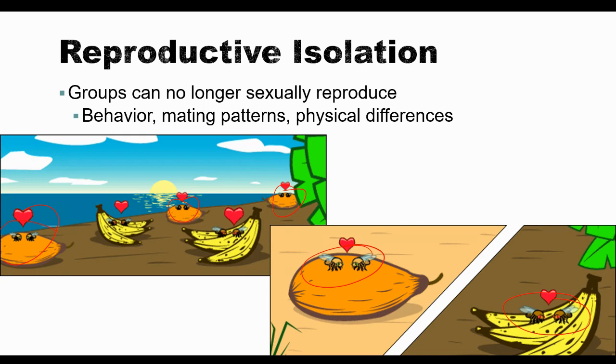When they look for a mate, they go to this type of fruit, and therefore they are only going to mate within those individuals. Now, over time, we might see that these are two species of fruit fly. So over many, many generations, you might have a situation where this fruit fly could not mate with this fruit fly.